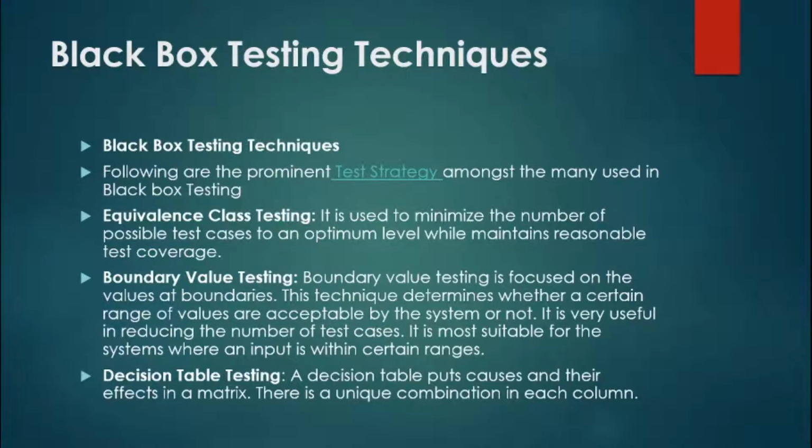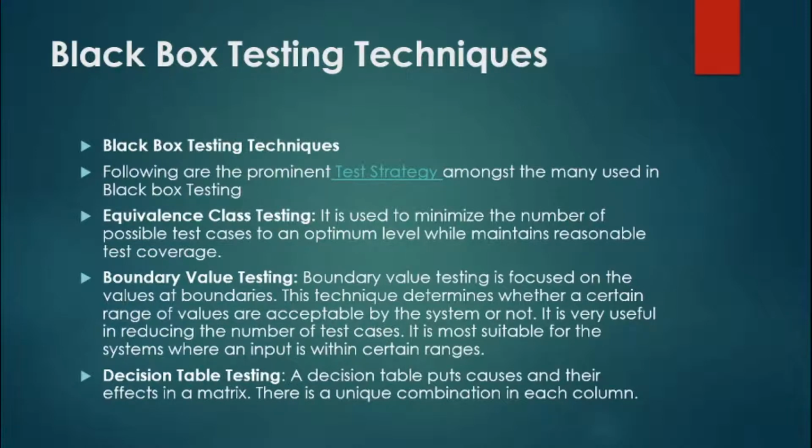So when I'm checking at 0, my test case will definitely fail, because for me the valid value is between 1 to 100. So at 0 the test case will fail, at 1 the test case will pass, at 99 the test case will pass, at 100 the test case will pass, but at 101 the test case will fail. So instead of checking all the values between 1 to 100, I will just do the testing at the boundary level, that is 0, 1, 99, 100 and 101.